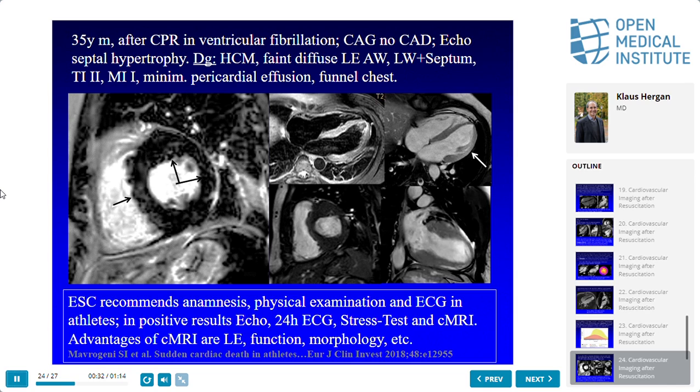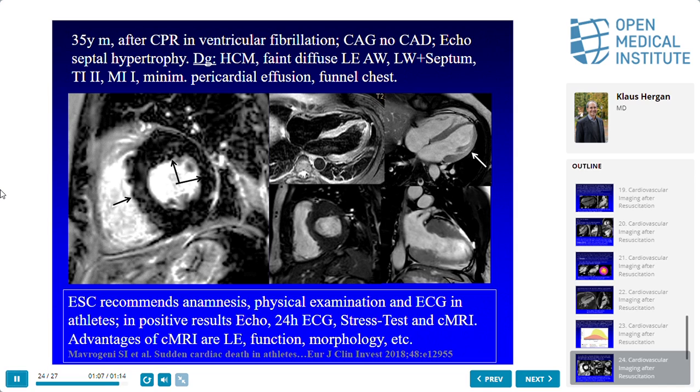This is the cause why those patients get these arrhythmogenic problems. The European Society of Cardiology recommends in athletes anamnesis, physical examination, ECG, to find out those patients having problems. And if they have positive results, you do an echo, an ECG, stress tests, and even in some cases cardiac MRI. But what should you do with those patients where you find something and they have almost no clinical signs, no problems? Should you stop doing exercise?